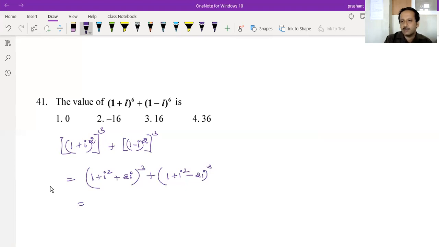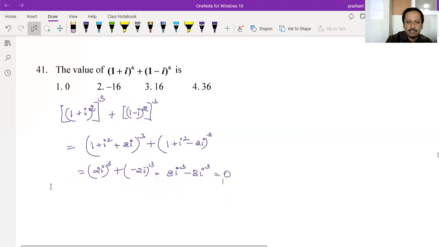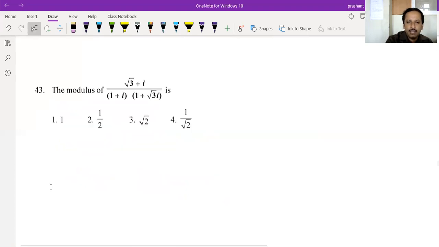So 1 minus 1, those two get cancelled. So you will have (2i) whole cube plus, here also these two get cancelled, minus (2i) whole cube. So this will give you 8i cube and this will give you minus 8i cube. These two get cancelled. Hence the answer is 0. First option is the right answer.